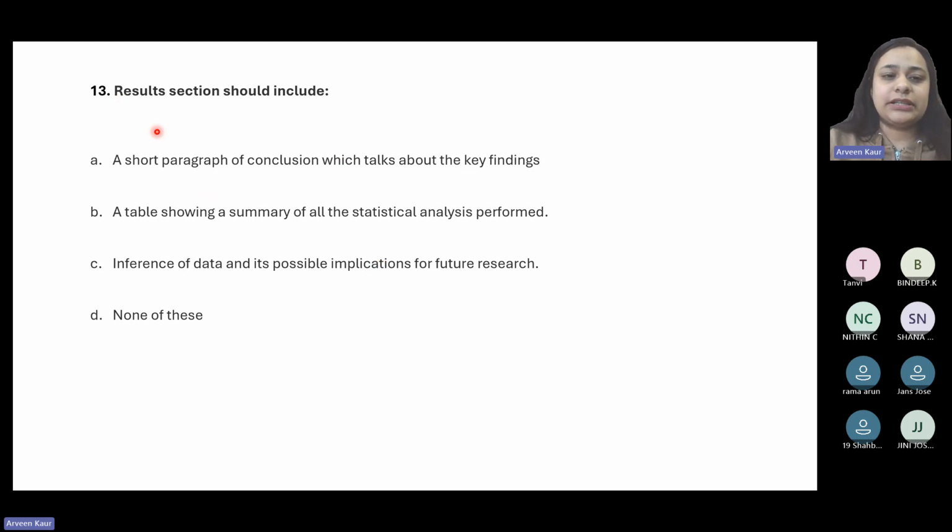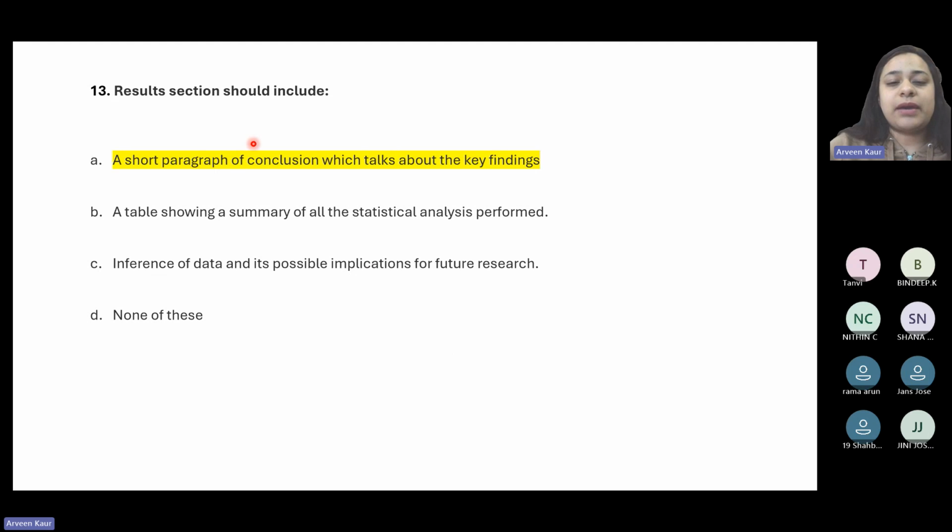Then question number 30. Result section should include a short paragraph of conclusion which talks about the key findings, a table showing a summary of all the statistical analysis performed, inference of data and its possible implications for future research, or none of these. So again, we are talking about a research section. We have just discussed a while back what it should or should not include, right? This is an extrapolation from that question. I hope you have the answer already.